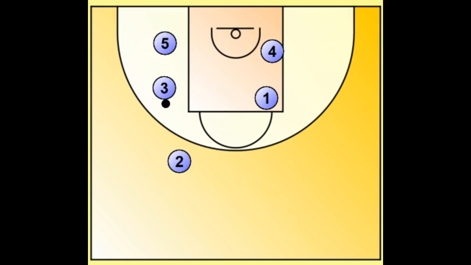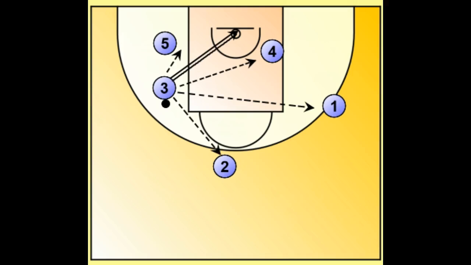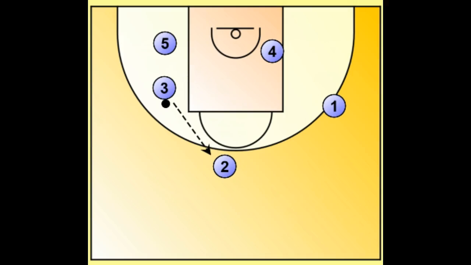4 is coming off the screen, 5 rolls, 4 goes off the screen, 3's in the middle of the lane there, 2 is following the ball, 1 pops out, and you see the options that the 3 has. His own shot, 5, 4, 1, 2, everyone is available to him. It's powerful offense.